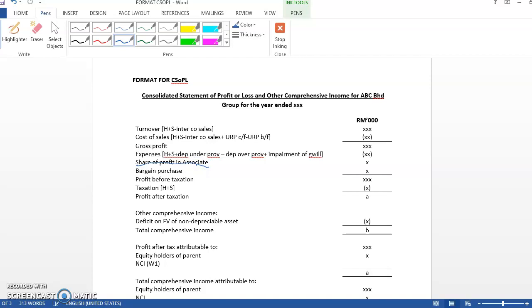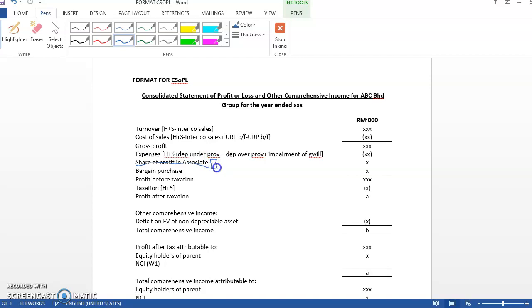So the computation for the share of profit in associate is similar to the computation when you deal with the SoP, whereby you will take your profit after tax, then you minus your URP for inventory or depreciation, then you times your percentage, and after that you will deduct your impairment of investment. But normally we will put here, right, the adjustment.